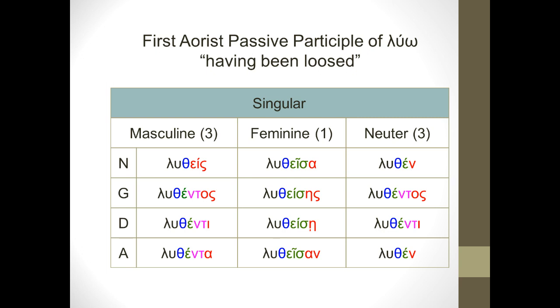Notice again that, as always, the nominative has its own unique ending. So we have luthes, lutheisa, luthen. But then when you get into the genitive, dative, and accusative, the pattern begins to fall into place. In the genitive, lutheintos, lutheises, lutheintos. In the dative, lutheinti, lutheise, lutheinti. In the accusative, lutheinta, lutheisan, luthen.